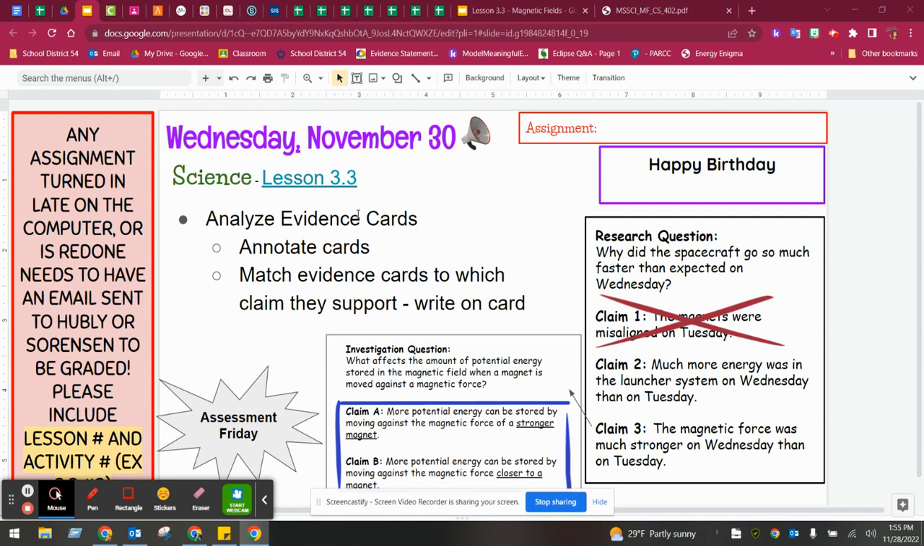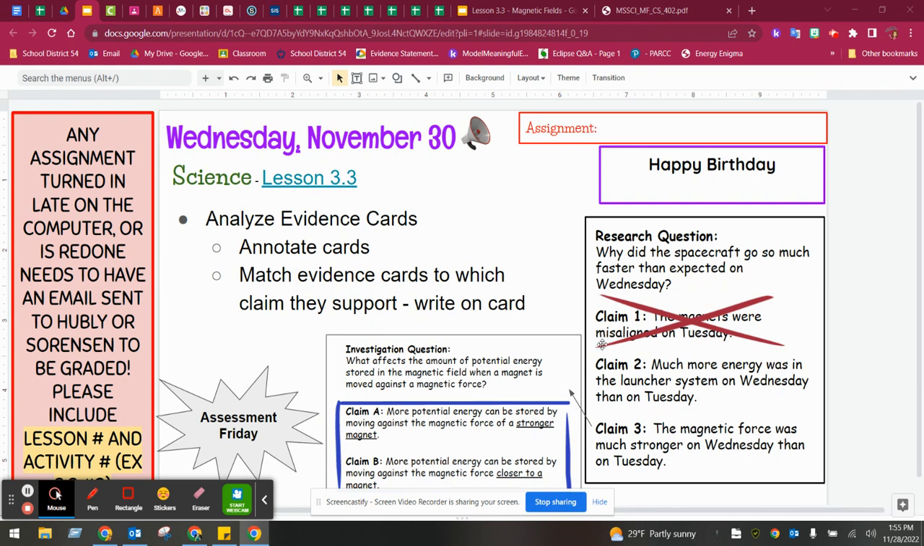As you go through your evidence cards, I do want you to make annotations on the cards. And I'm going to model this for you as I go through one of the 5 evidence cards. You're also going to be deciding whether or not those evidence cards are supporting a particular claim.